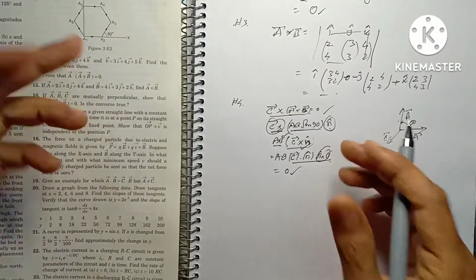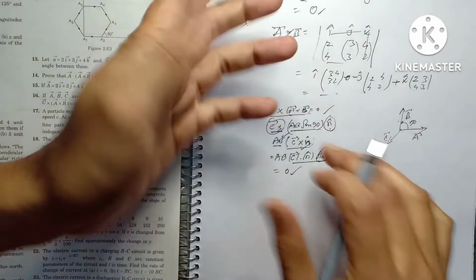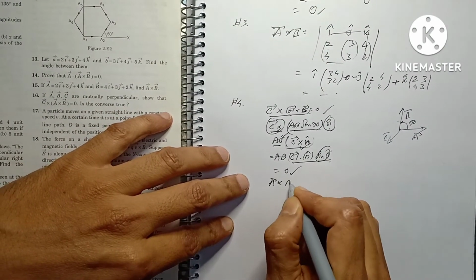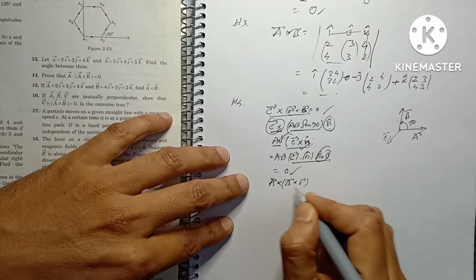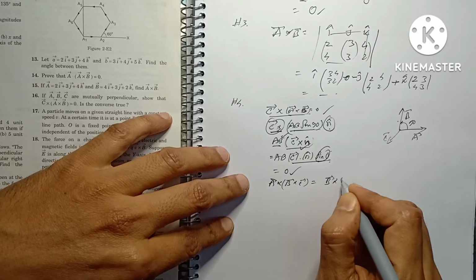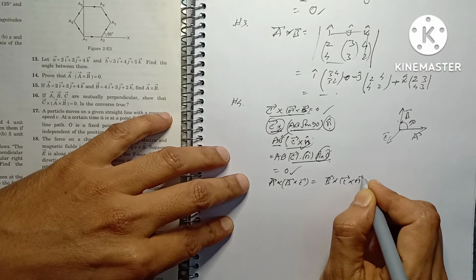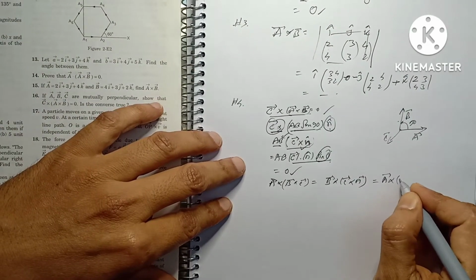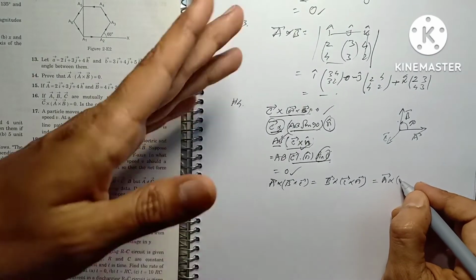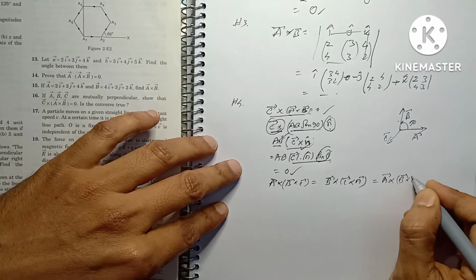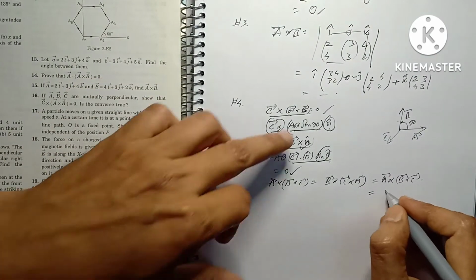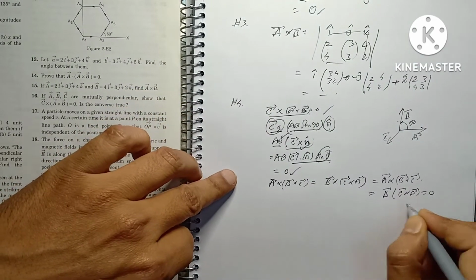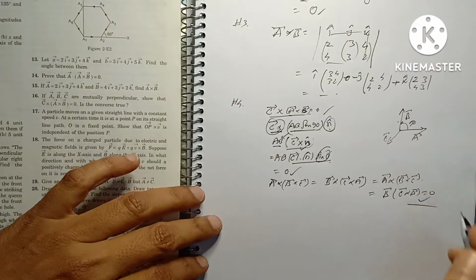Is the converse true? Yes, true, because for perpendicular vectors it is always 0. That means A vector cross B vector cross C vector equals B vector cross C vector cross A vector equals A vector cross B vector cross C vector, all are 0. By this way we can prove this.